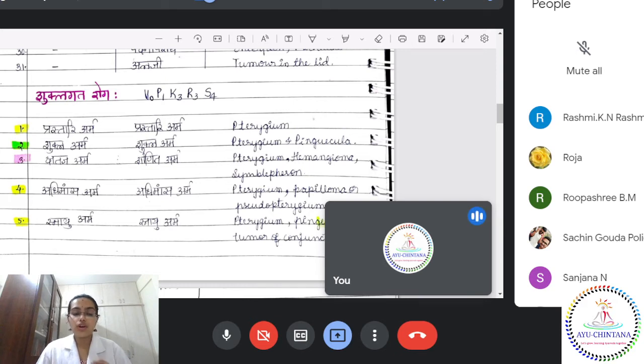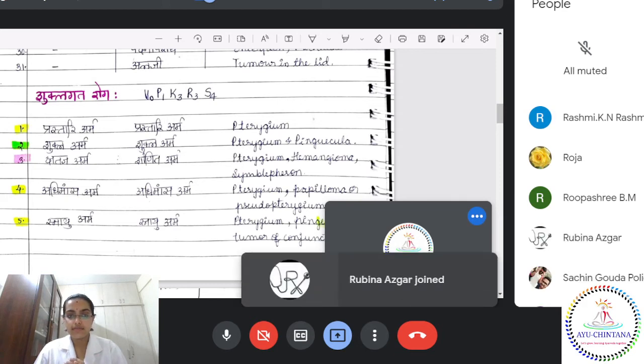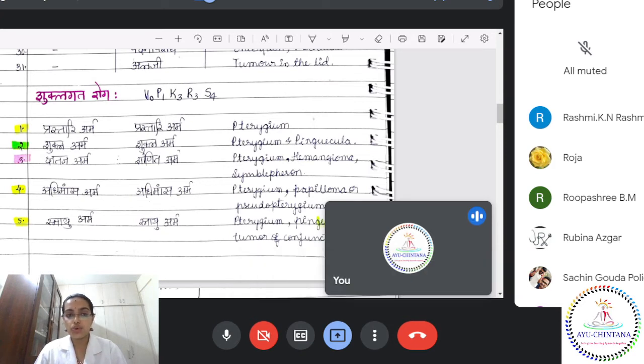Very good. So what was the number basically? It was V0, P1, K3, R2, S3 in Sandhigata Vyadhi. It was 9 in number totally. But in Shuklagata, how many are there? Totally 11 are there, so 2 extra should come. Where are they extra? In Rakta and Sannipata, the final 2 are the extra 2.